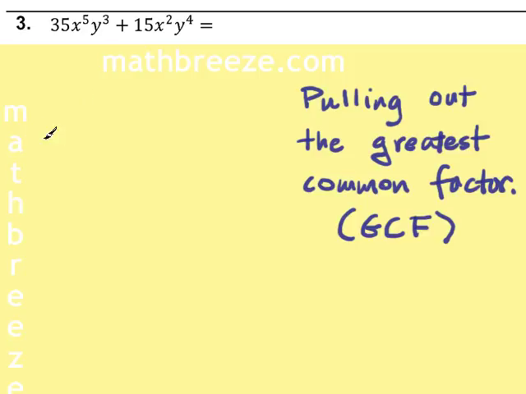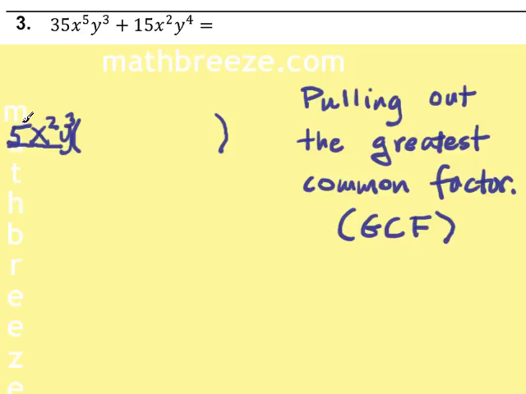All right, let's do the next one. Let's do number 3. I'll put a blank here for what we're pulling out. Okay, 35, 15, we have factor 5 is the largest number that divides both. X to the 5th, x squared, just take the smaller power. Y cubed, y to the 4th, take the smaller power.